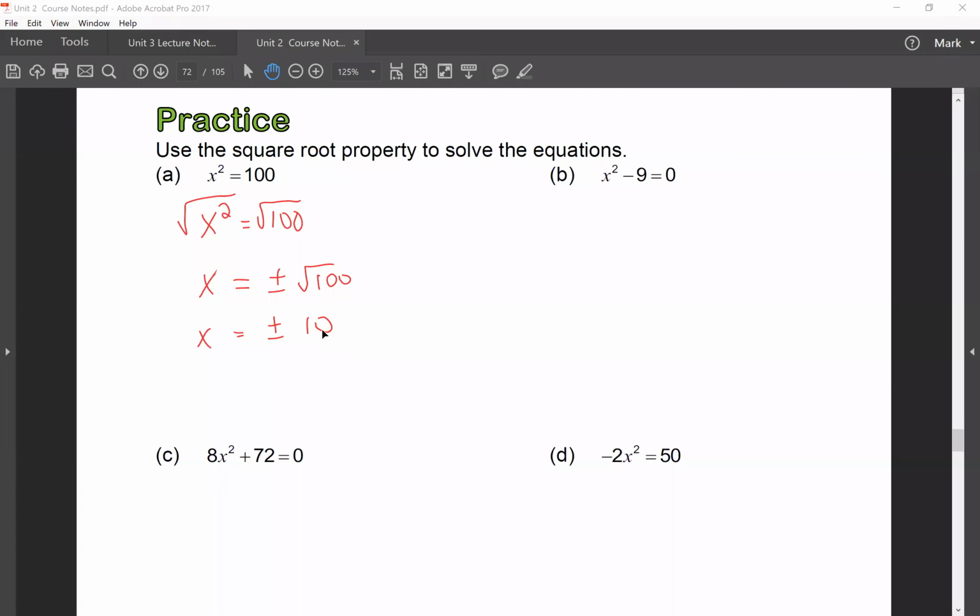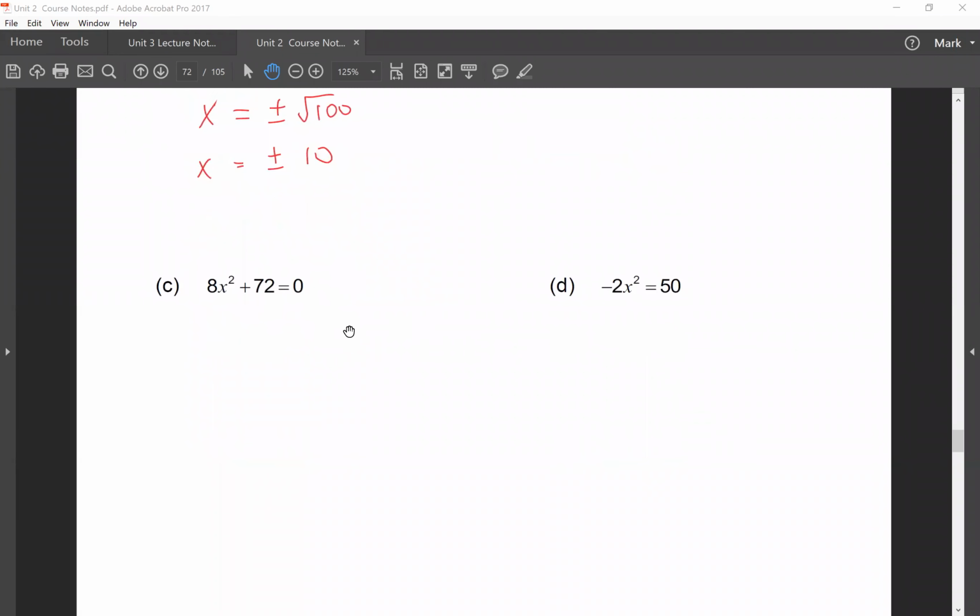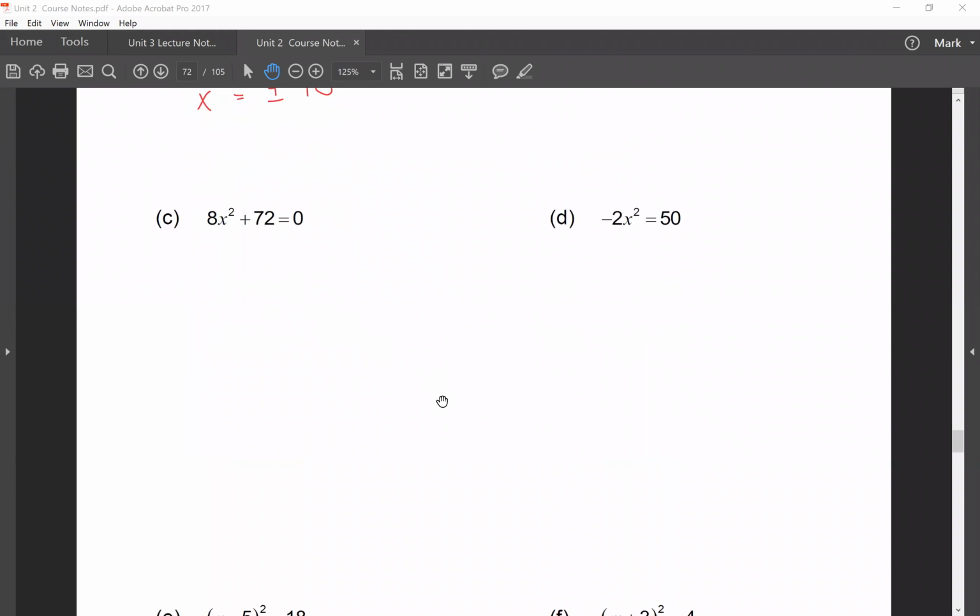All right, so let's look at C. We could also solve C on that graphing calculator, by the way. But again, when you're doing a test or something, you're not going to have a graphing calculator. So first things first, I'm going to move the 72 over. So 8x squared equals negative 72. X squared would be negative 72 over 8. X squared would be 9.